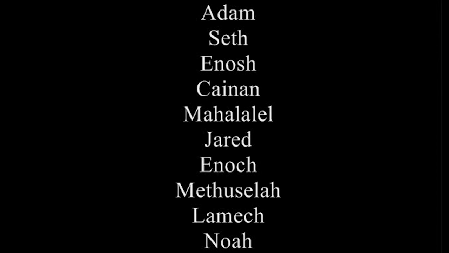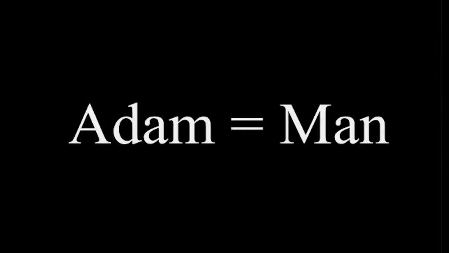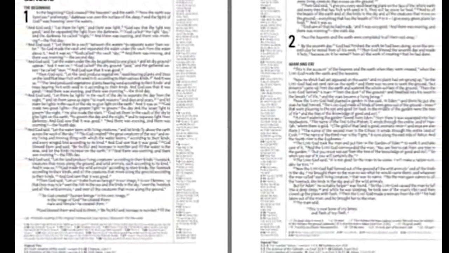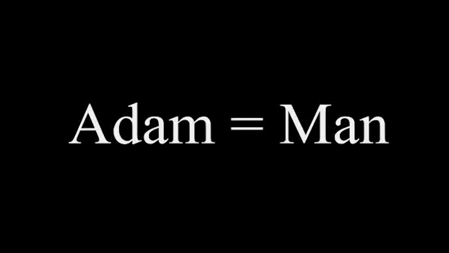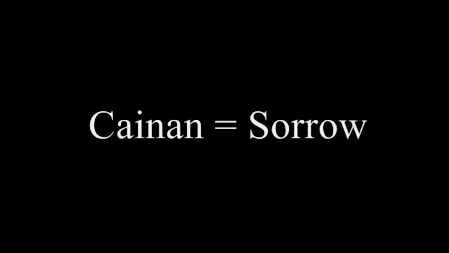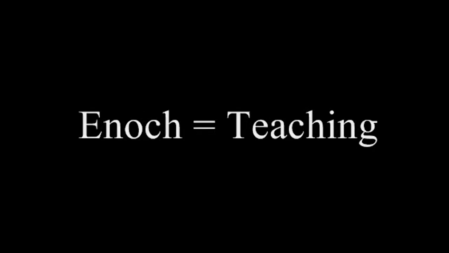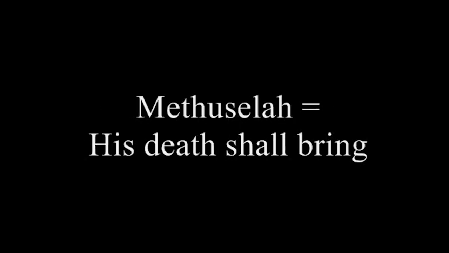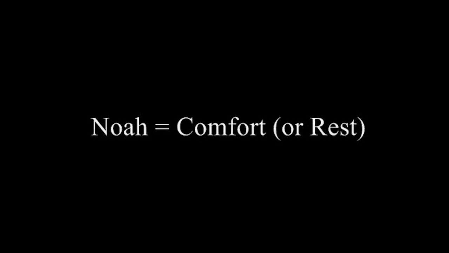If you have a study Bible or a source, a lexicon, what have you, you know that the name Adam means man. As you go through your Bible, when these names are typically first introduced, most of your marginal footnotes will tell you what the name means. Adam means man. Seth means appointed. Enosh means mortal. Kenan means sorrow. Mahalal means the blessed God. Jared means shall come down. Enoch means teaching. Methuselah means his death shall bring. Lamech means the despairing. And the word Noah means rest or comfort.